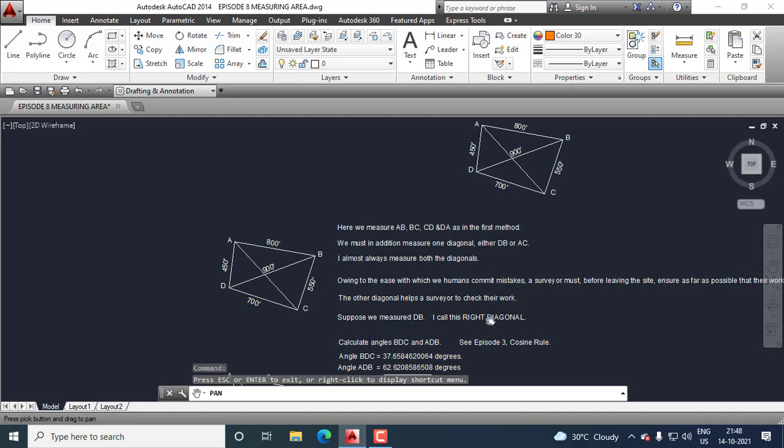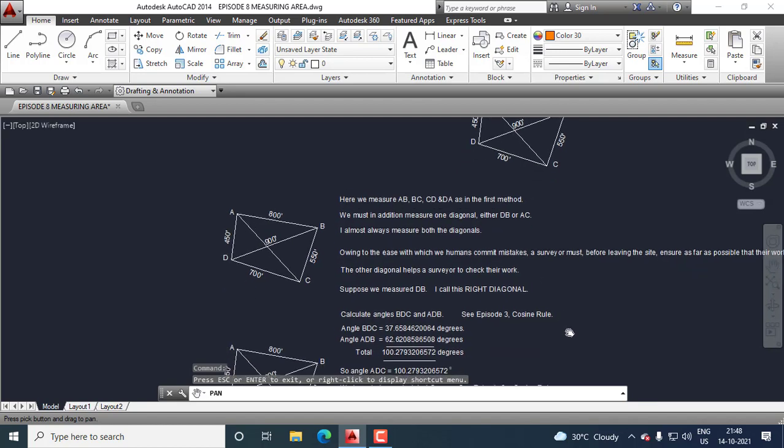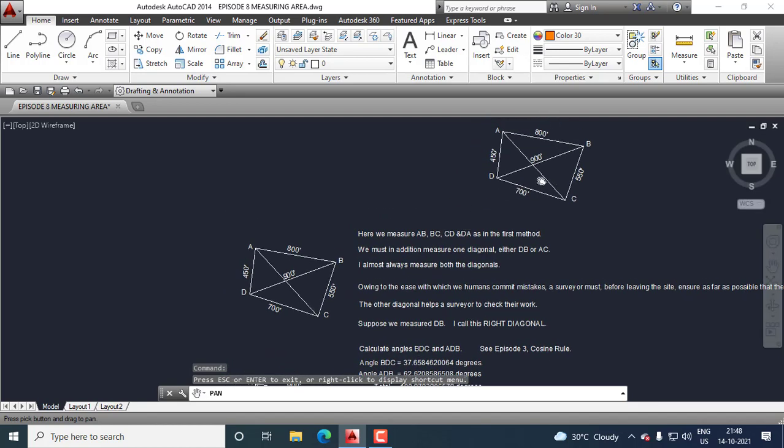So, we know all the three sides of this triangle, we know how to calculate the areas of these two triangles by using Heron's formula. Now we should calculate this diagonal and compare it with measured diagonal. If these two diagonals agree reasonably, then our survey is not with fault. Our calculations are not faulty.